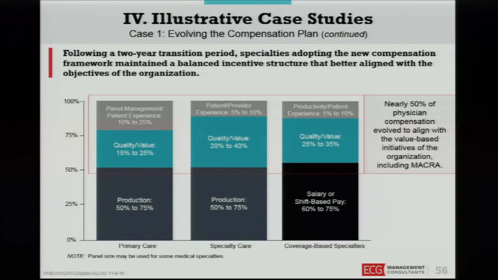Sure. Give me an example of the math of one of these. I mean, how do you build it? Just to say 20% is quality, what is that? In other words, if I have so many work RVUs and I want to get away from volume, how do I incorporate quality into my current way of compensating?